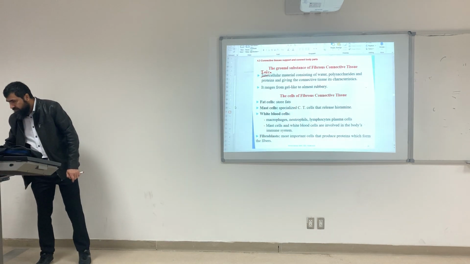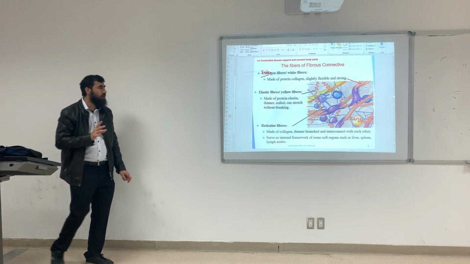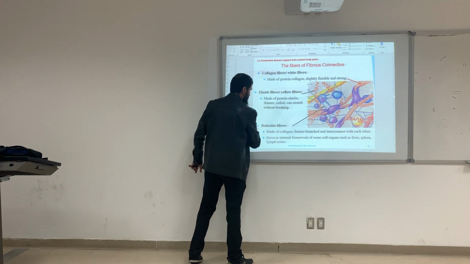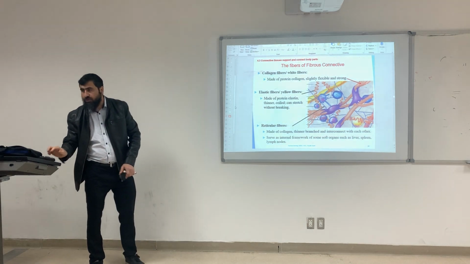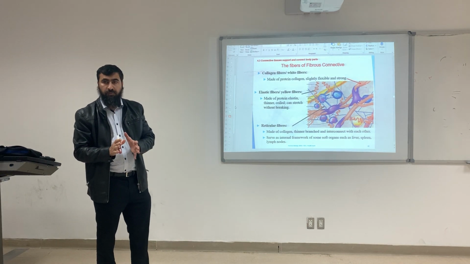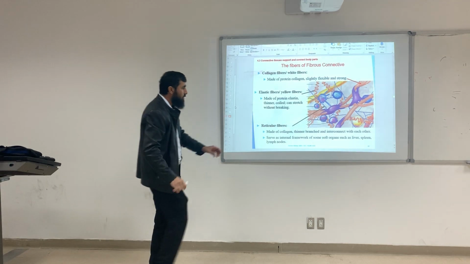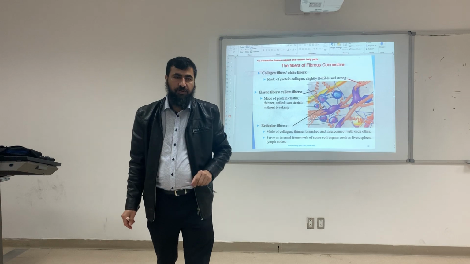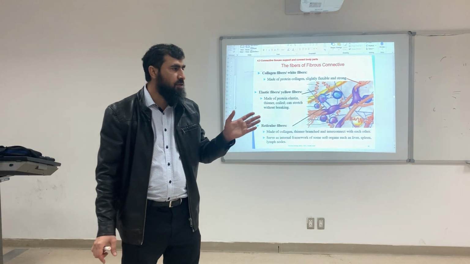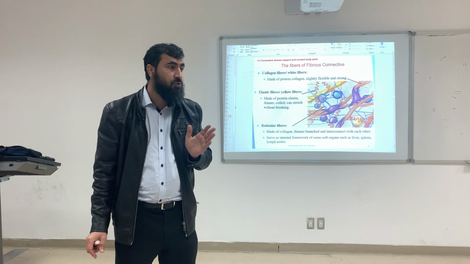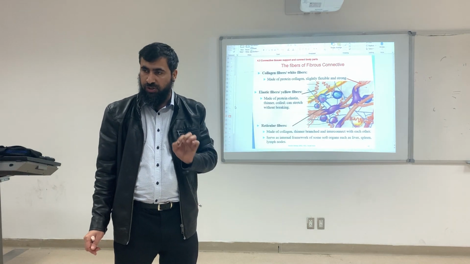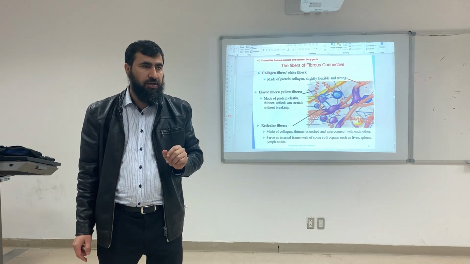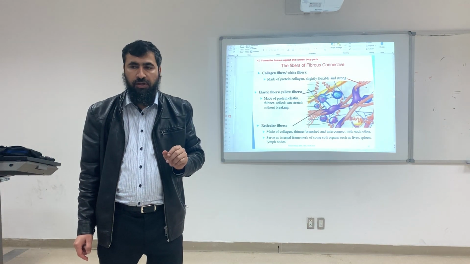Okay, so the different cells. Then the three fibers, okay? The collagen fibers are the stronger fibers, made from collagen. You find these thicker fibers. We find that a lot in what type of connective tissue? The fibrous one, the dense one, okay? The dense one has a lot of these collagen fibers because, remember, give me examples of two types of dense connective tissue.